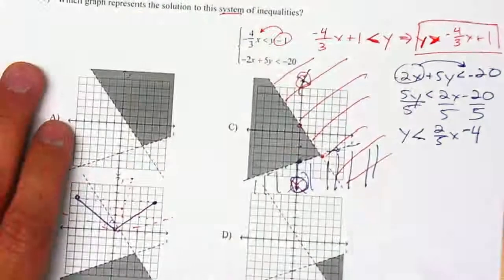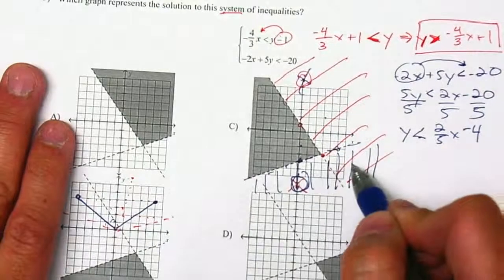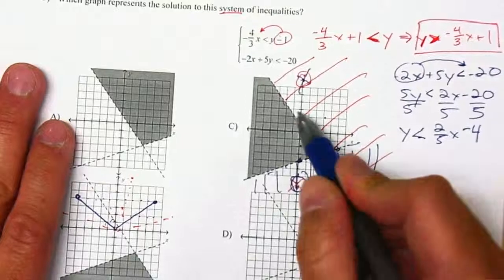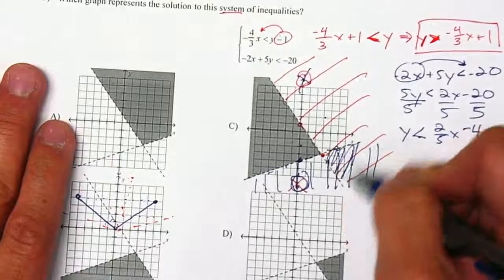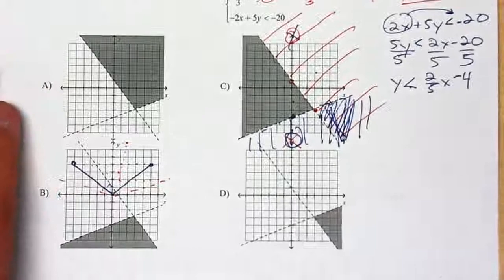What do I notice? This is only red. This is only blue. But this is red and blue. This is where it's a solution to this one and a solution to the other one. So this is the area I want shaded, and that area, as we can see through all these, is letter D.